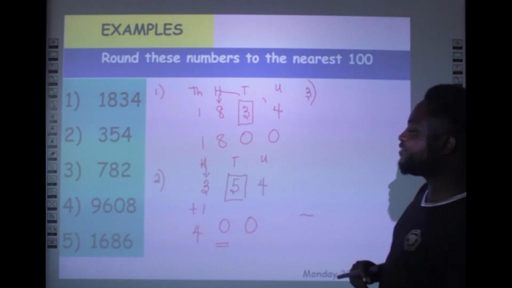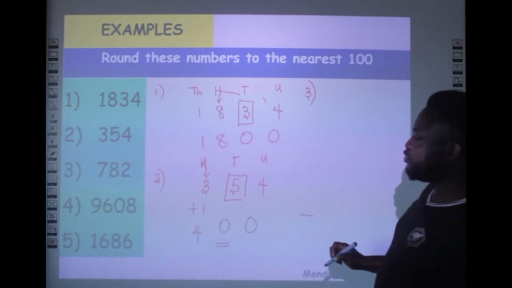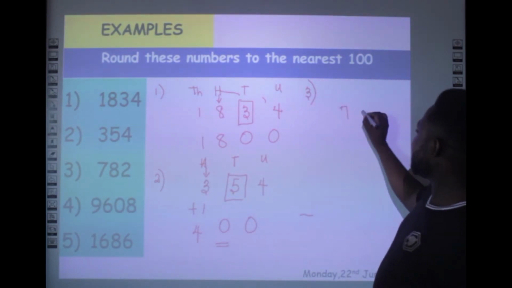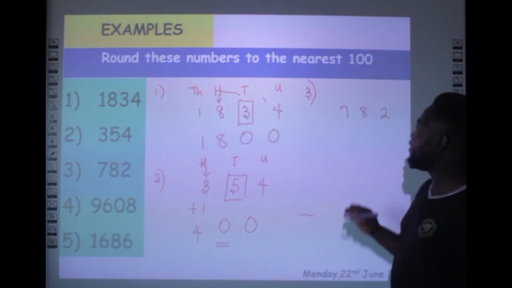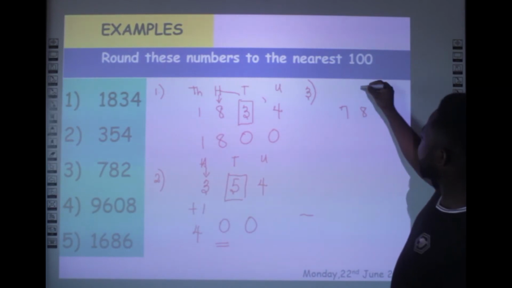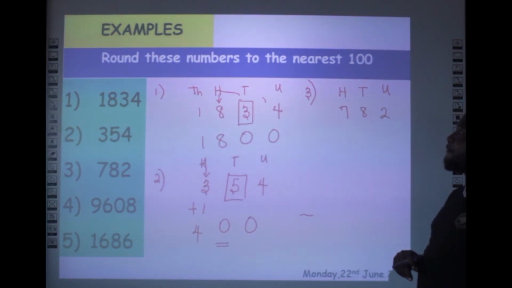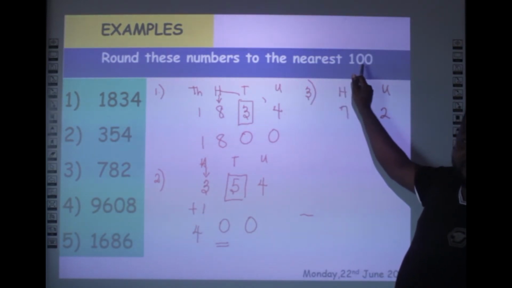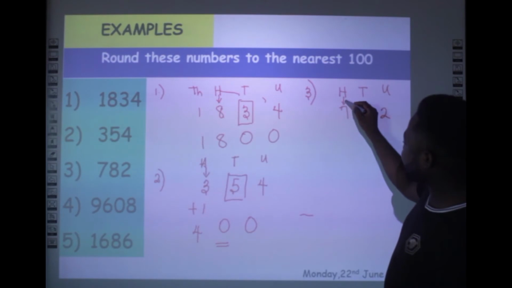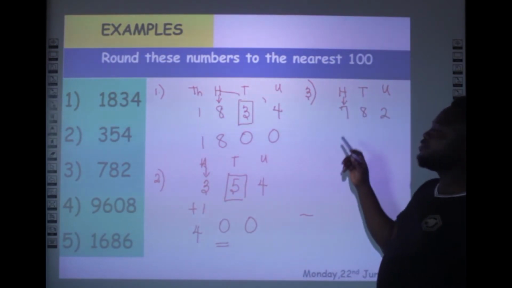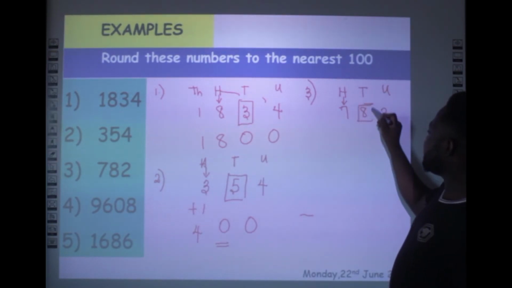Okay. Now let's look at example 3. For example 3 we have 782. 700 and what? 82. So you write down 7, 8, 2. Okay. Now you write out the place value. This is going to give us the units, 10, 100. Okay. The question says round it to the nearest 100. So where do you have 100 here? This is it. So this is going to be our target digit. Now look to the right of the target digit, which is what? 8.